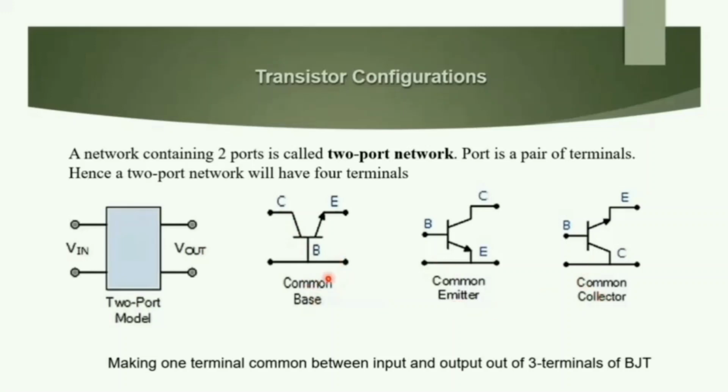In common base configuration, we are having base terminal as common between input and output, whereas in common emitter configuration, we are having emitter as common terminal, and in common collector configuration, we are having collector as common terminal between input and output. Now, comparing various amplifier parameters like current gain, voltage gain, input resistance and output resistance, we have concluded that common emitter configuration is best amongst all 3.